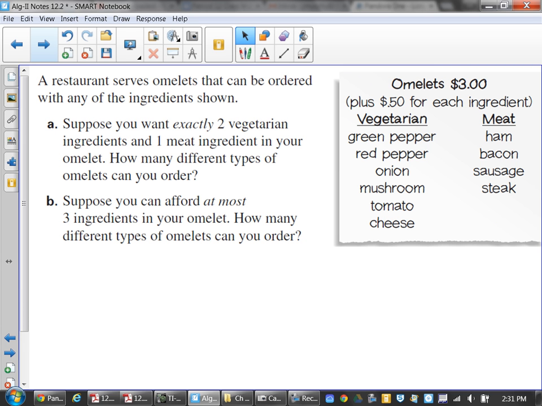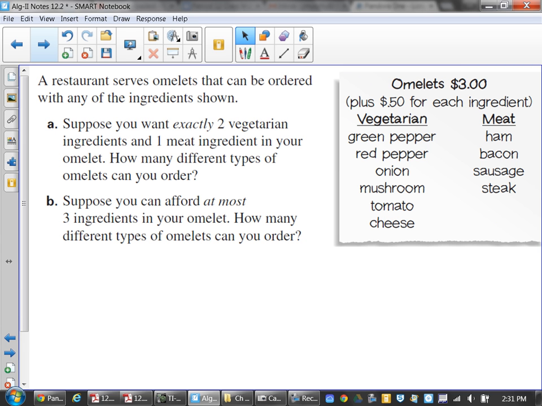In case you didn't know, a green pepper is a vegetable. Yeah. Like cheese, what's that? It's not vegetables. It's not vegan, it says vegetarian. If I'm looking at part B, look at how it's written here. That's a cheap omelet. I guess so.